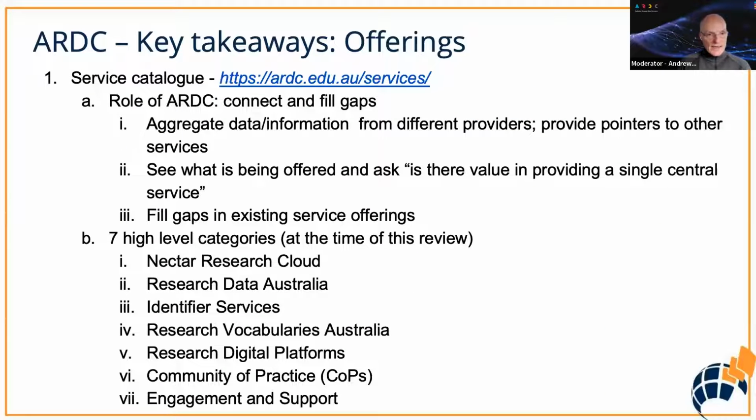We have a service catalogue, and I guess the best way to think about our service catalogue is that we're trying to connect and fill gaps. So we're pulling together resources that other people make available, and we're adding additional things on our own. So we have a research cloud, we have a discovery service called Research Data Australia, we run a series of persistent identifier services, we run a vocabulary service, we have an active program of investment in what we call research digital platforms, what Europe would call VREs, 26 of those at the moment.